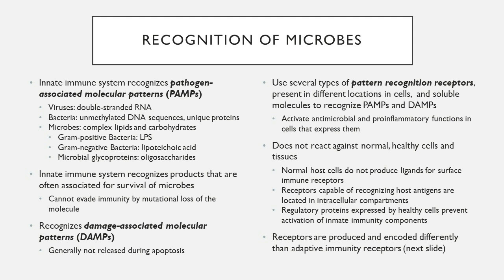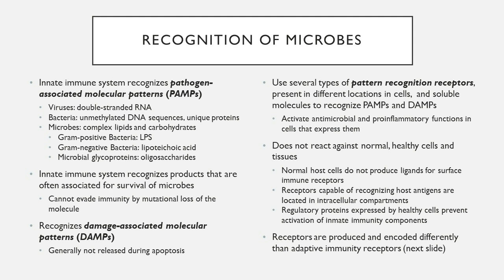Okay, a couple examples could be double-stranded RNA, which is unique to viruses. Bacteria might have unmethylated DNA sequences. There could be complex lipids or carbohydrates that are synthesized by microbes, but not by mammalian cells, like lipopolysaccharides, LPS, that's one we're going to see a lot. Lipoteichoic acid in gram-positive bacteria, oligosaccharides. So these are very common to pathogens and not to human cells.